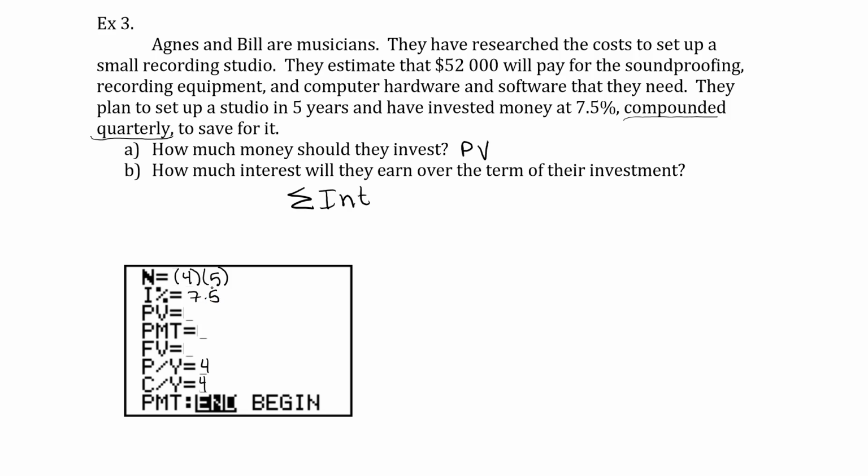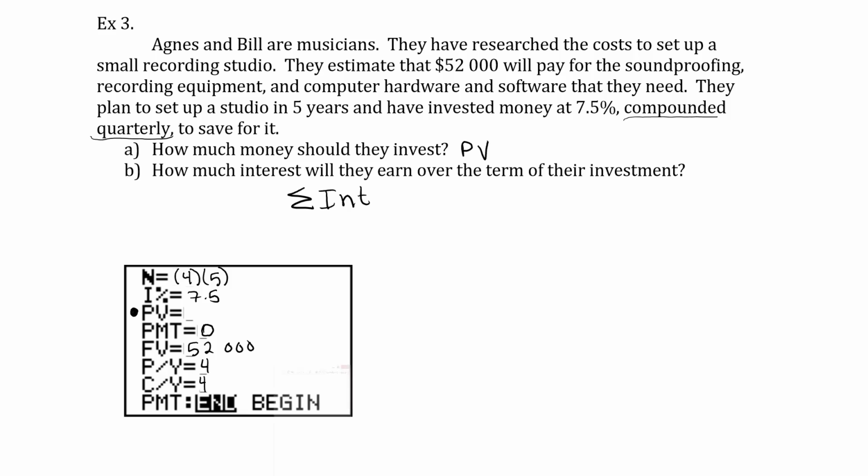The present value, we don't know, so we're going to put a dot by it because we're going to solve for it. There are no additional payments being made, so we're going to put 0. And we know that they need $52,000. Now again, the money in future value is going to come back to them, so their present value is going to be negative. But do not fear. We know why that is.